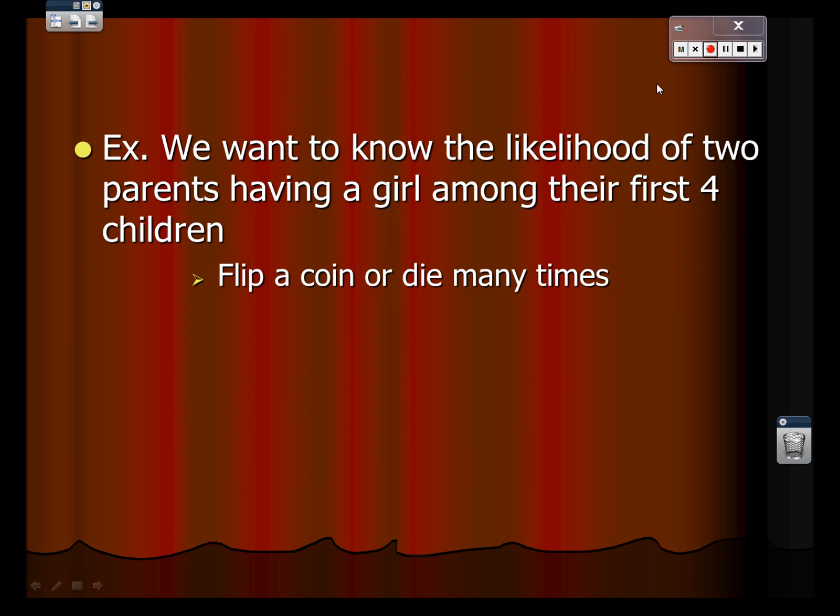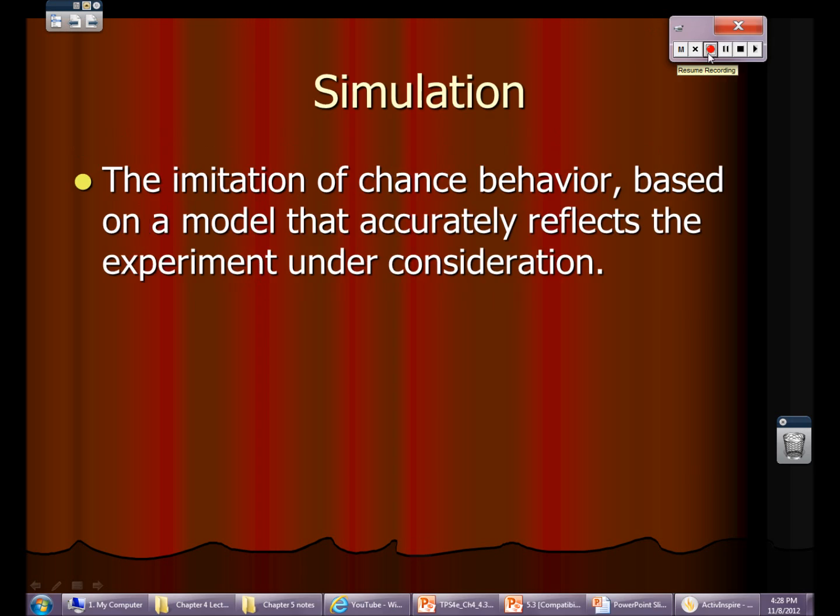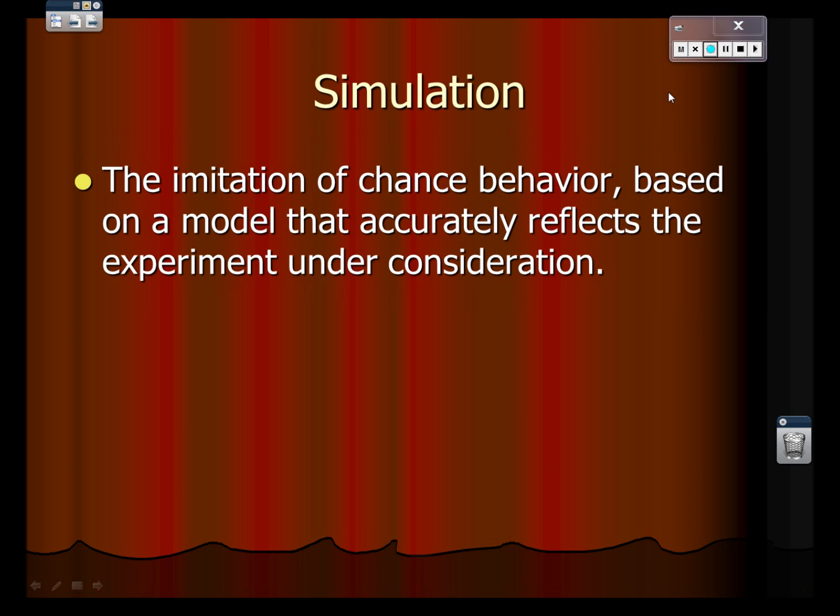For instance, if I want to know the likelihood of two parents having a girl among their first 4 children, I'm not going to just allow the parents to keep having kids and count how many times out of 4 kids they have a girl. What I'll do is just flip a coin that'll represent having a boy or having a girl instead of heads or tails. Or I could roll a die. I could let odd digits represent having a boy, even digits represent having a girl. So that's basically simulation. Just assigning outcomes for flipping a coin, rolling a die, picking numbers from a number generator, and so on.